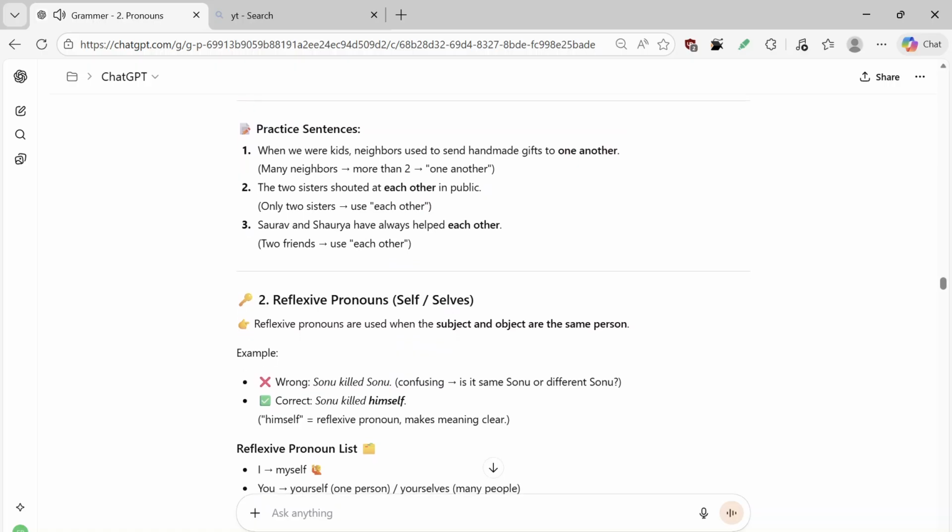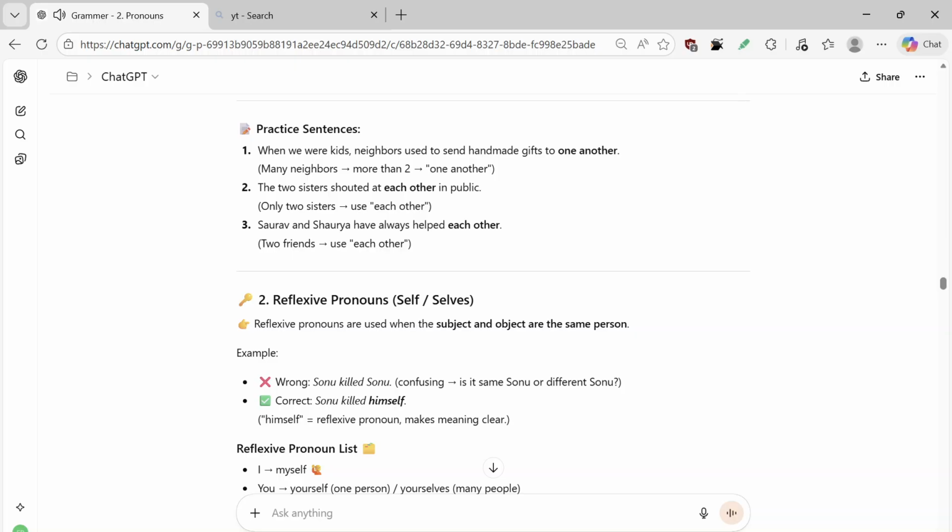Practice sentences. 1. When we were kids, neighbors used to send handmade gifts to one another. Many neighbors, more than 2, one another. 2. The 2 sisters shouted at each other in public. Only 2 sisters, use each other. 3. Saurav and Shaurya have always helped each other. 2 friends, use each other.